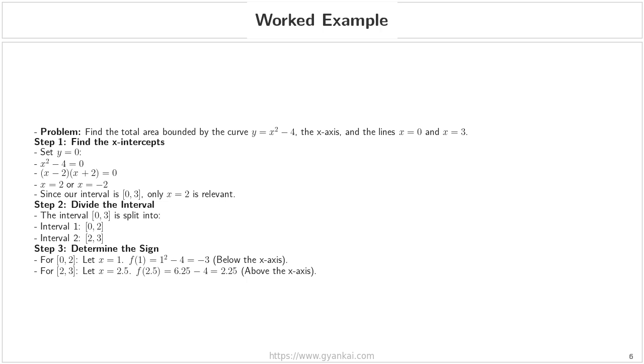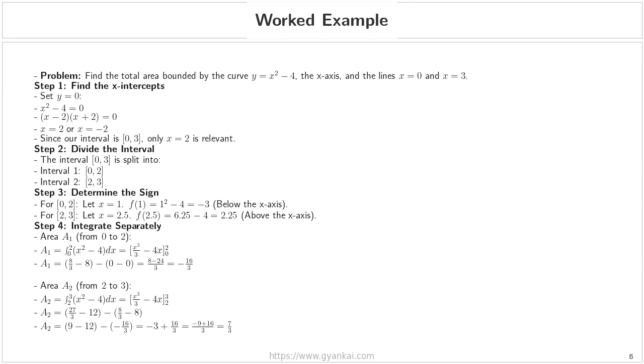2.5 squared minus 4 results in 2.25, which is positive, meaning the curve is above the x-axis in this section. Now we reach step 4, where we integrate these two parts separately. For the first area, which we will call A sub-1, from 0 to 2, we calculate the definite integral of x squared minus 4. The antiderivative is x cubed over 3 minus 4x.